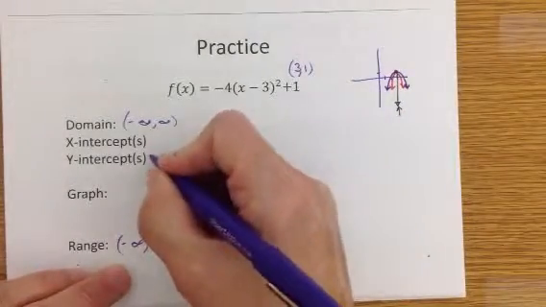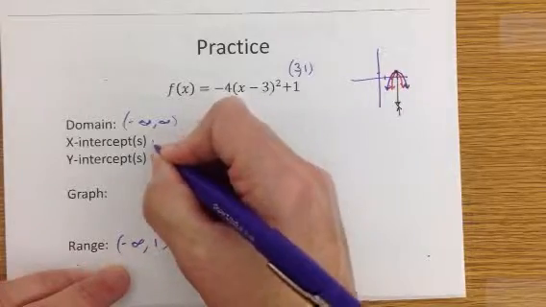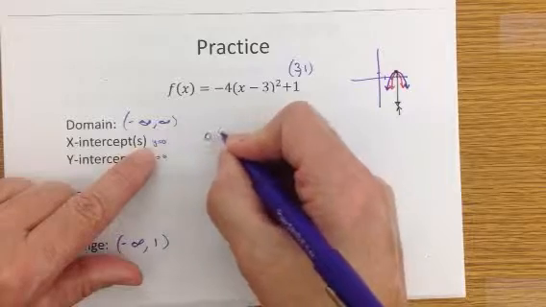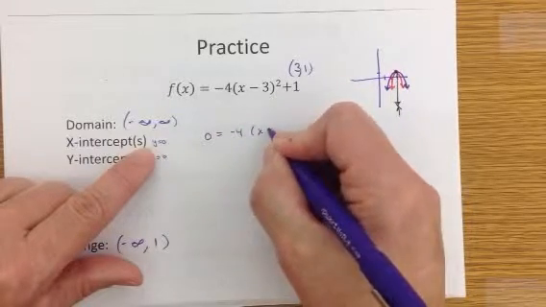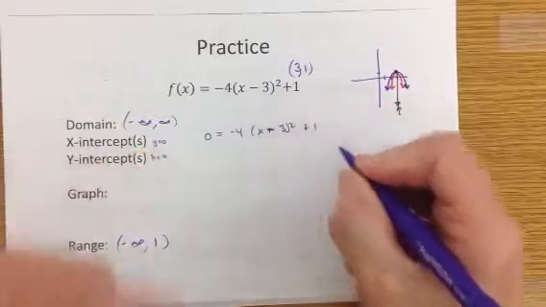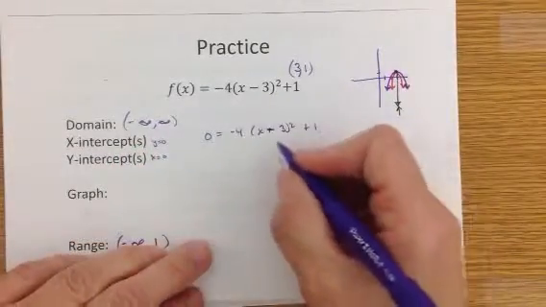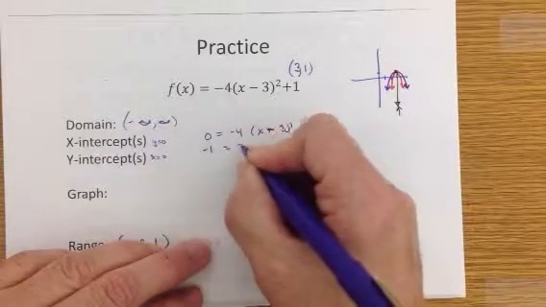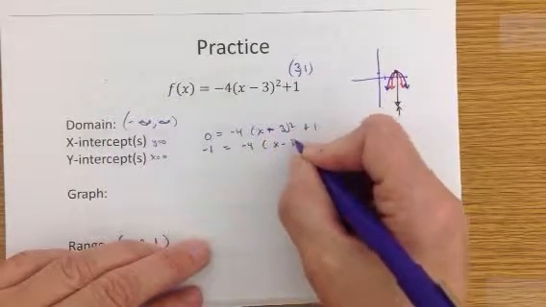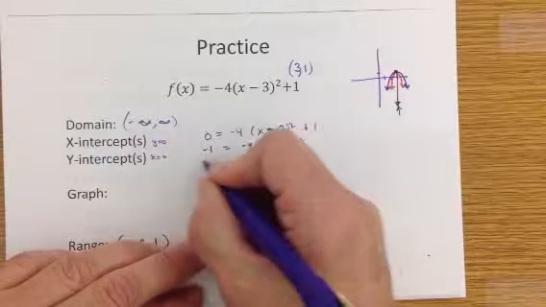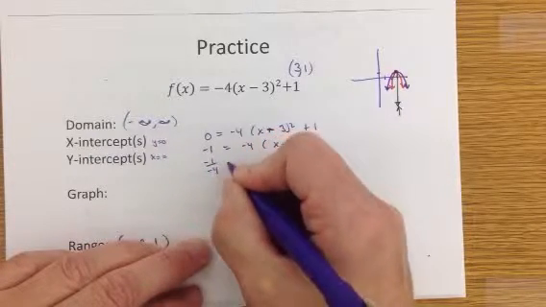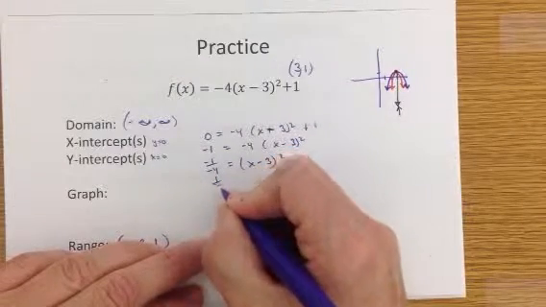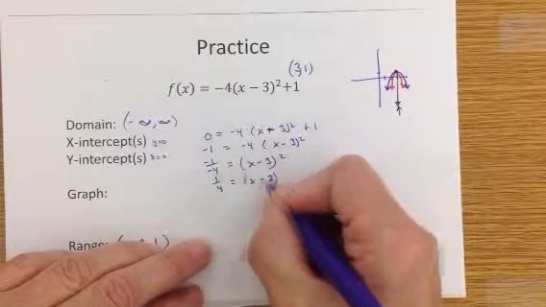Okay, my x and y intercepts, so x equal to 0, y equal to 0. So let's do this one first. So if I set this guy equal to 0, 0 equals negative 4(x minus 3) squared plus 1. Okay, so order of operations backwards. So I'm going to subtract 1: negative 1 equals negative 4(x minus 3) squared. Divide by negative 4, so I get negative 1 over negative 4 equals (x minus 3) squared. So this is positive a fourth equals (x minus 3) squared.